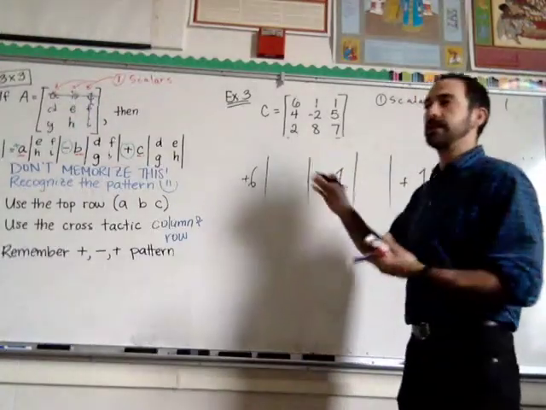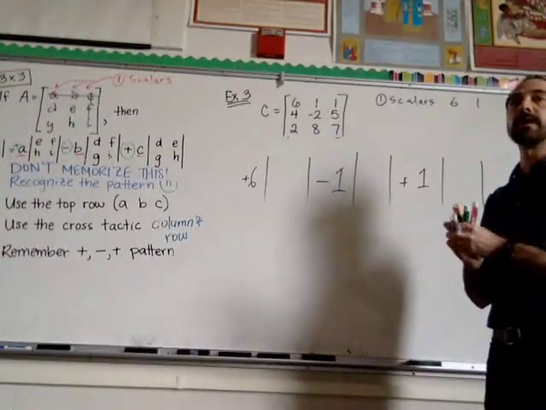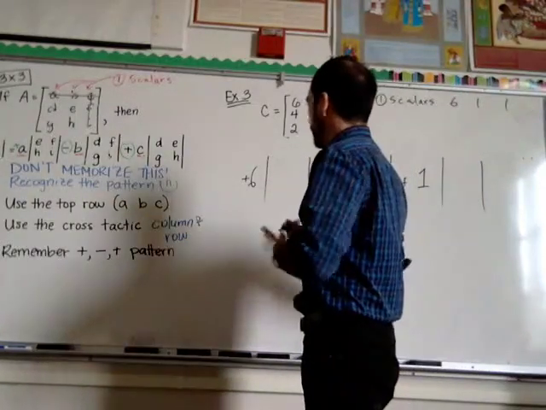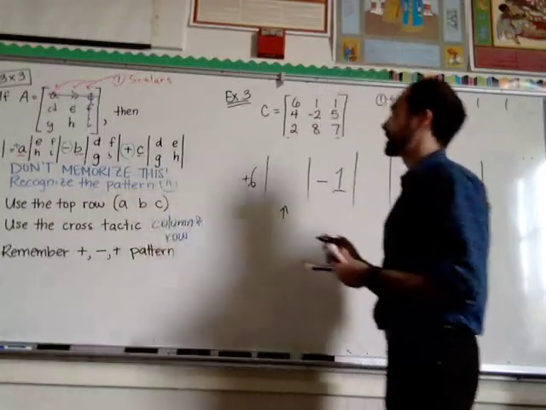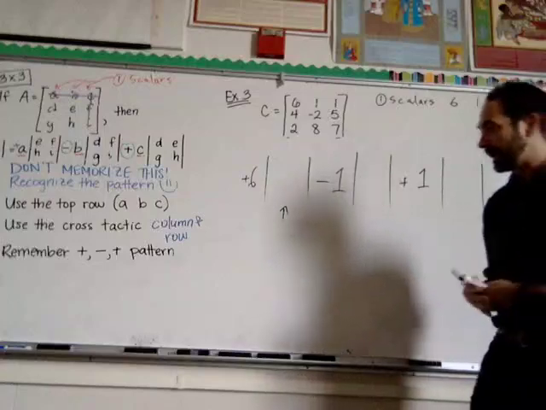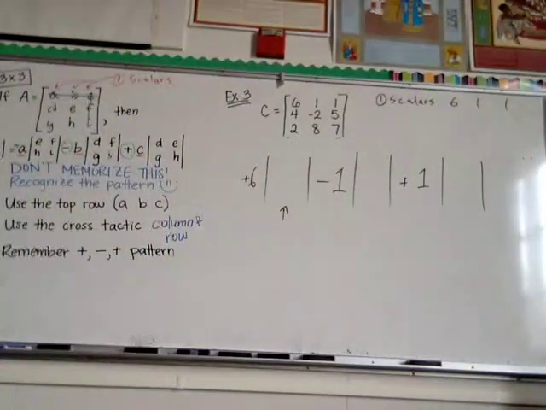And then we're just going to use the cross tactic. I want you to go ahead and use the cross tactic to find what's going to fit in this first determinant. Go ahead and use the cross tactic using this. All right, double check your neighbor. Double check what they think. What goes in that determinant?